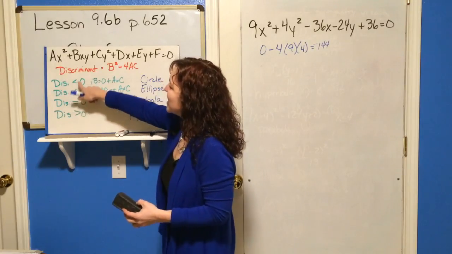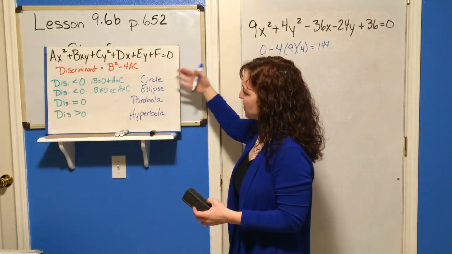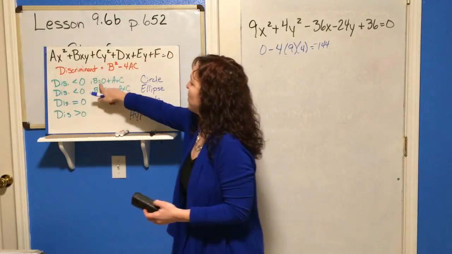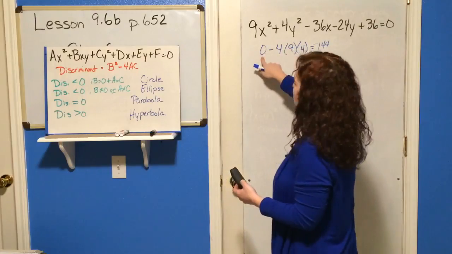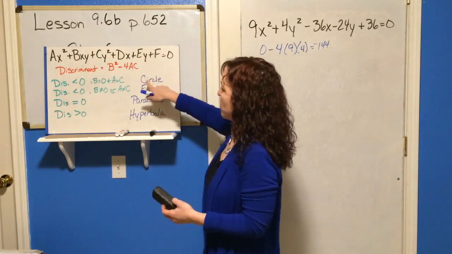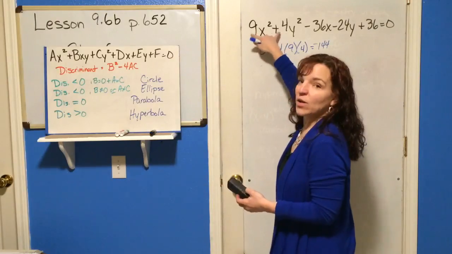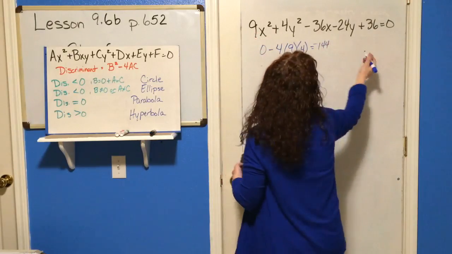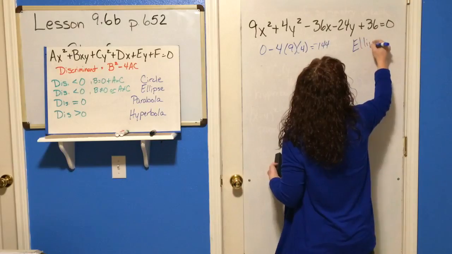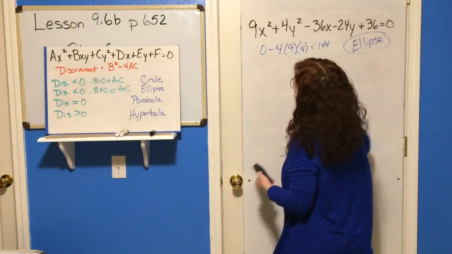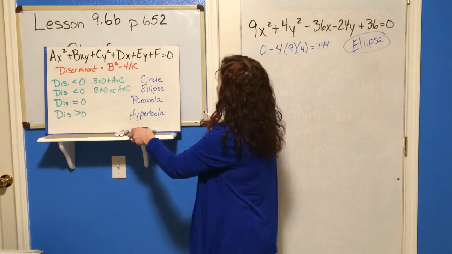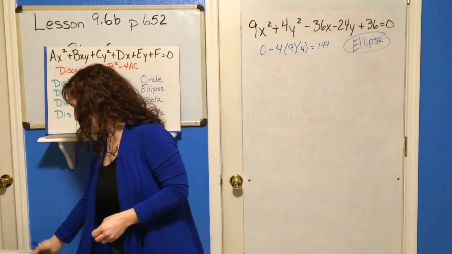Okay, so if it's less than 0, it's either a circle or an ellipse. And b is equal to 0. Sure enough, b was 0, so it could be a circle. But a and c are not equal. So we know right away that this is an ellipse. So that's your first answer, what is it? It's an ellipse.